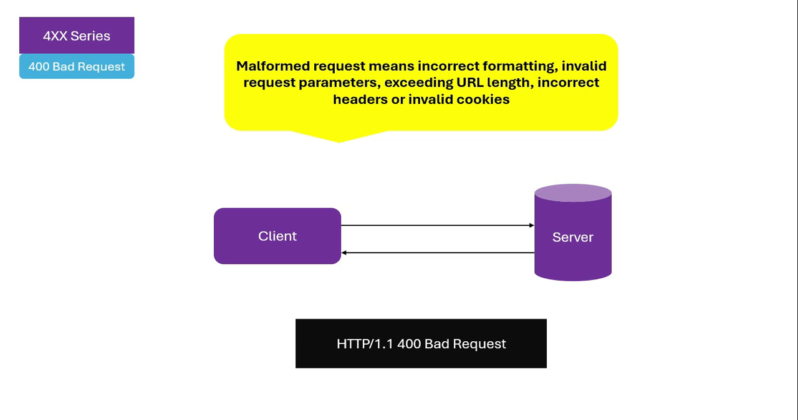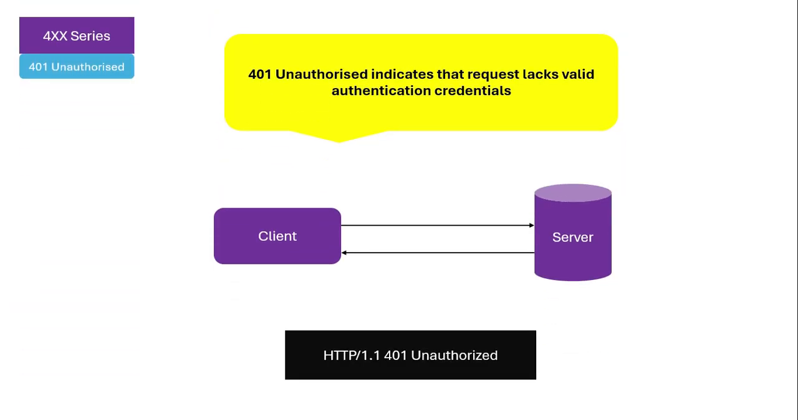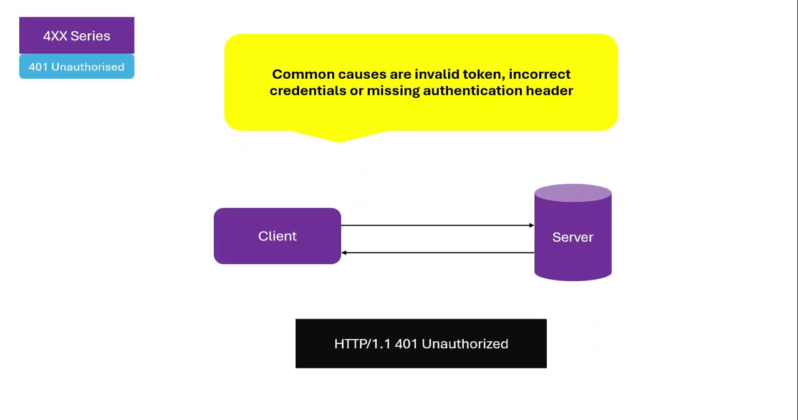If it is not in the correct format, the client will send back a 400 bad request status code. For 401 unauthorized, it indicates that the request lacks valid authentication credentials. It means you're sending an incorrect user ID, password, or invalid token. You may have incorrect credentials or a missing authentication header, so it sends back a 401 unauthorized status code.